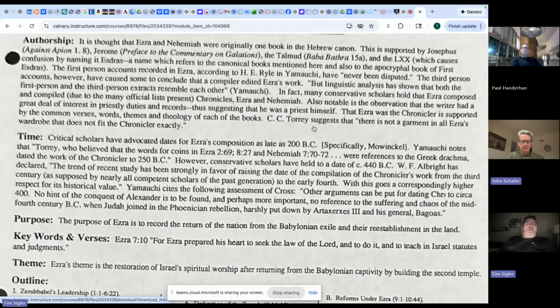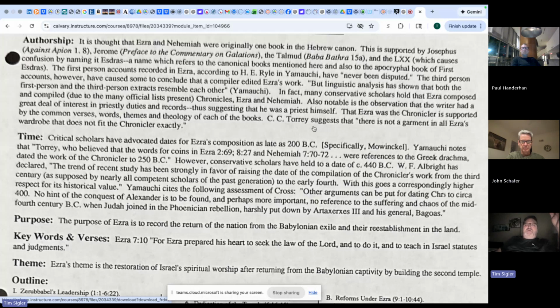So now we go to time, authorship, and now date, if you will. Critical scholars have advocated dates for Ezra's composition as late as 200 BC. Specifically, Mowinckel suggested this, a German theologian. Yamauchi notes that Torrey, who believed that the words for coins in Ezra 2:69, 8:27, and Nehemiah 7, verses 70 to 72, were references to the Greek drachma, dated the work of the chronicler to 250 BC.